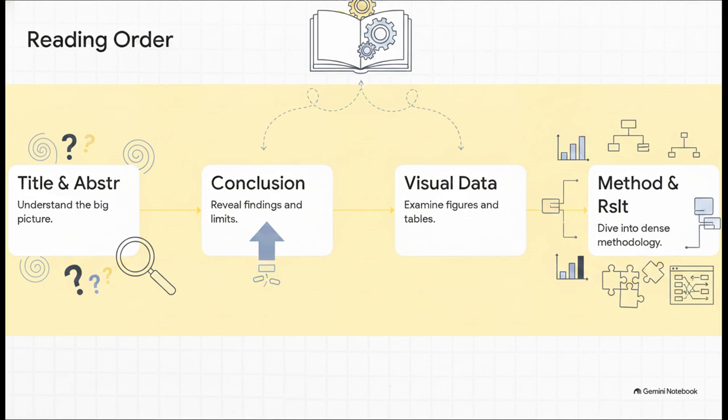You start with the title and abstract, sure, but then you skip straight to the conclusion. Reading the conclusion first quickly reveals the researcher's main findings and, crucially, their admitted limitations, telling you immediately if it's actually worth digging deeper. Next, look really closely at the visual data, the figures and the tables, because honestly, data rarely lies. Only then, after you understand the beginning, the end, and the data, do you dive into those dense, heavy methodology and result sections.